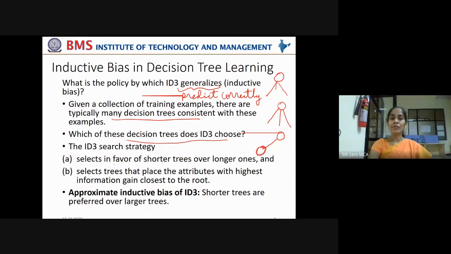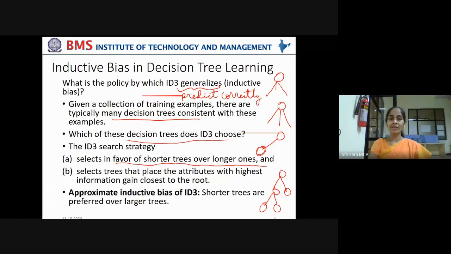It selects in favor of shorter trees over longer ones. This is one of the strategies. It will try to select the simplest, shortest trees, which have fewer levels. Say if you take a tree like this, it has 1 level. If you take further expansion of this tree, it has 2 levels, right? So when ID3 starts searching for its best decision tree, how does it make its selection? In favor of shorter, simpler trees over longer or complex trees.